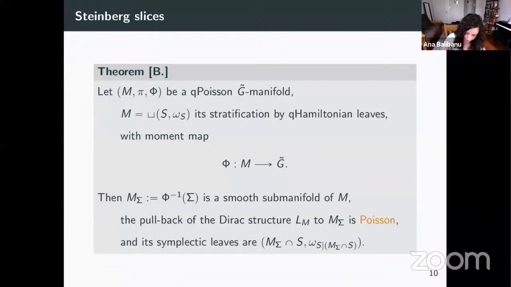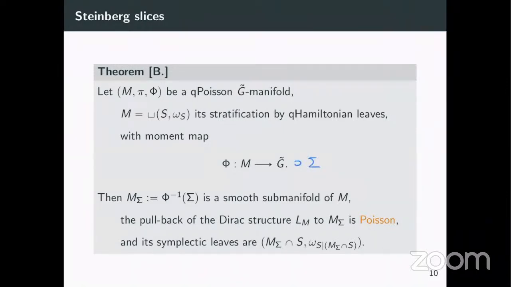So one is that the transversality downstairs sort of pulls back to a transversality upstairs, which makes it possible to pull back the Dirac structure LM to the slice. And the other statement that is embedded here is that generally when I pull back, I will get the restriction of this Cartan 3 form. And the implicit statement here is that this Cartan 3 form is going to vanish along M sigma, or equivalently along the Steinberg slice that lives inside G tilde.